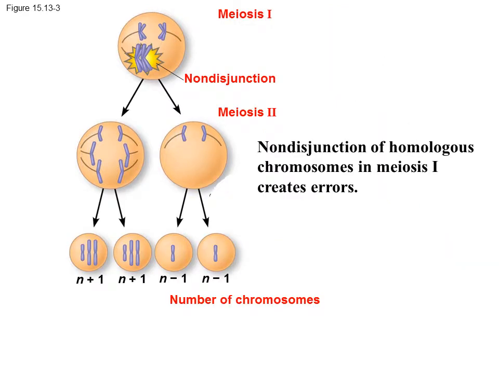In the first scenario, where anaphase 1 was the culprit, nondisjunction of homologous chromosomes will not sever. This error is created in meiosis 1. In that case, look at the end result. You'll have two gametes that will have an extra chromosome and two gametes that will be minus a chromosome, N minus 1.